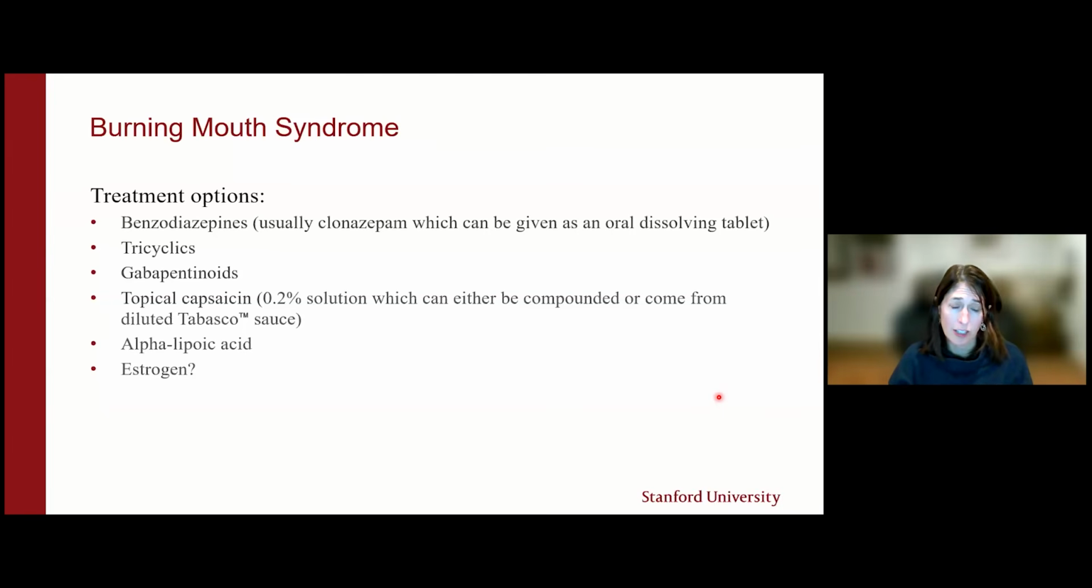So we try other medications like gabapentin, tricyclics, alpha lipoic acid, something called topical capsaicin, which is made from the compounds in chili peppers, and maybe estrogen. Maybe there's a role for estrogen in the right patient who experiences this directly correlated to the onset of menopause.